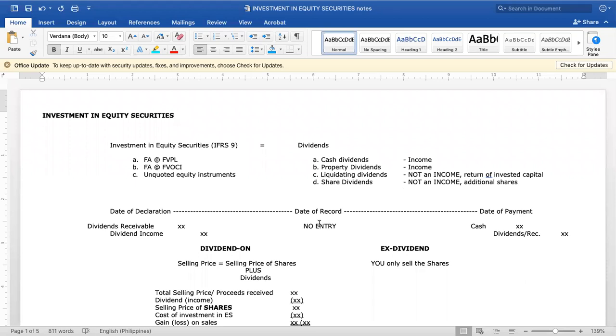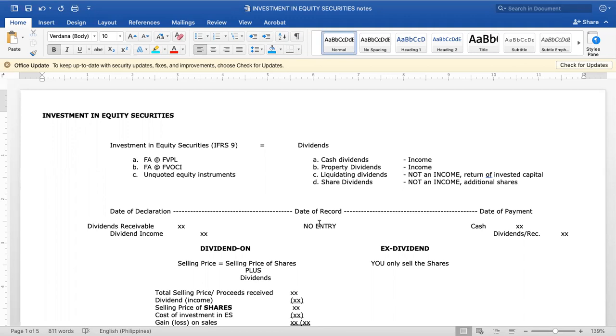So for today's topic, we will discuss investment in equity securities. As previously discussed in the other video, we have different types of equity securities. Here we invest in stocks and shares, and the type of investment will depend on whether there is control, no control, joint control, no joint control, or significant influence. But this time, we'll focus on the investment in equity securities covered under IFRS 9.